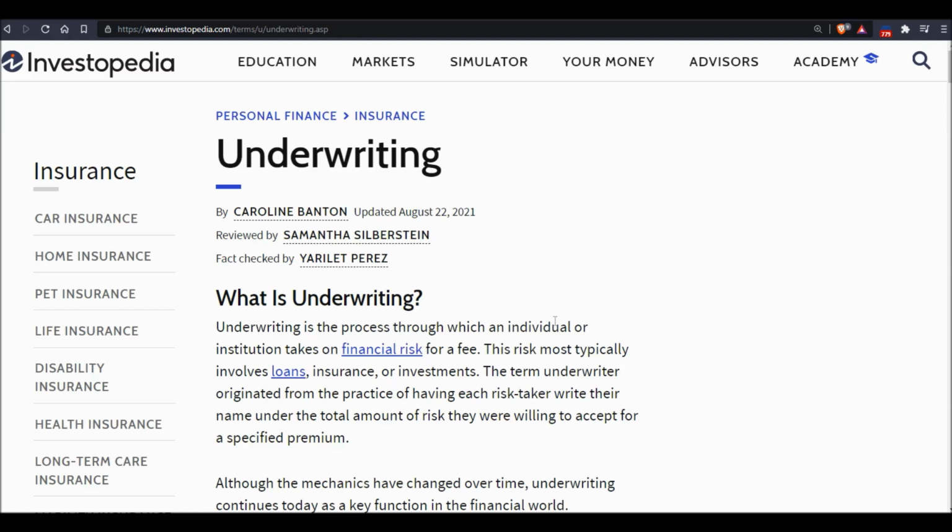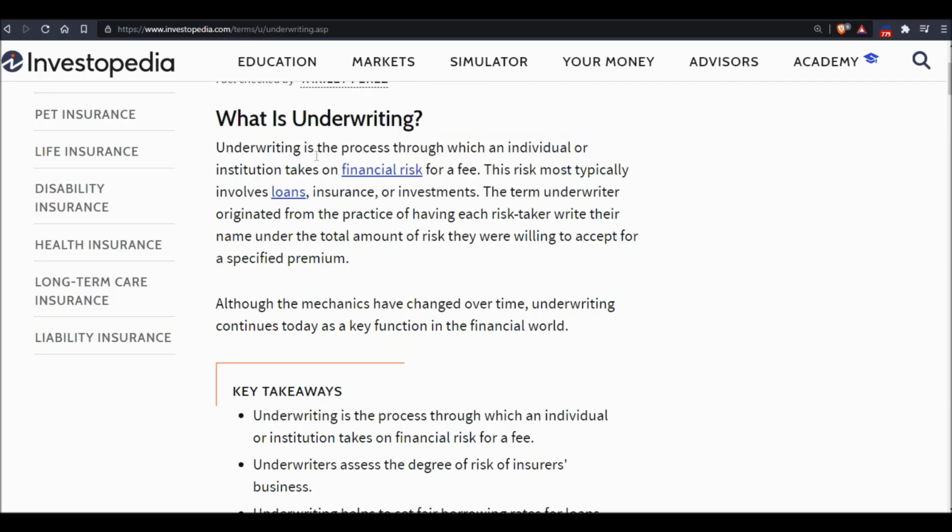you're saying you want to secure your interests. But what does that constitute, and what are you really doing? Do you really know? Underwriting. Underwriting is the process through which an individual or institution takes on financial risk for a fee.